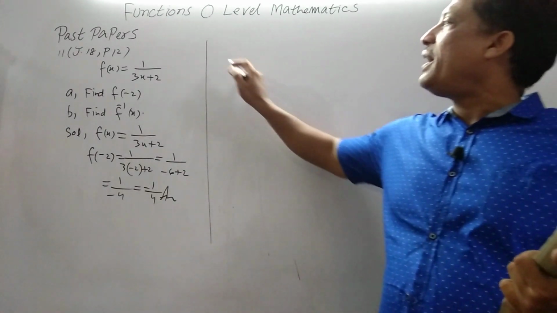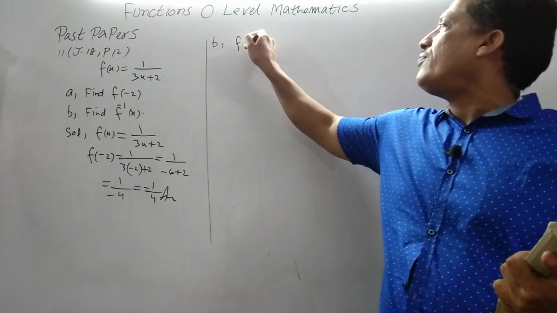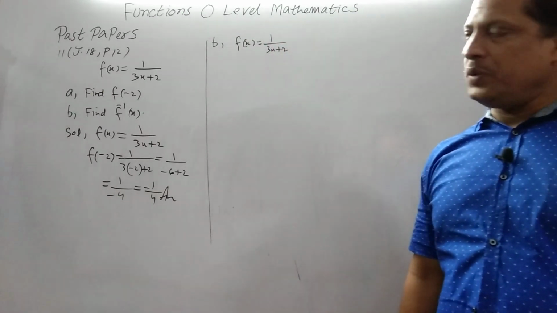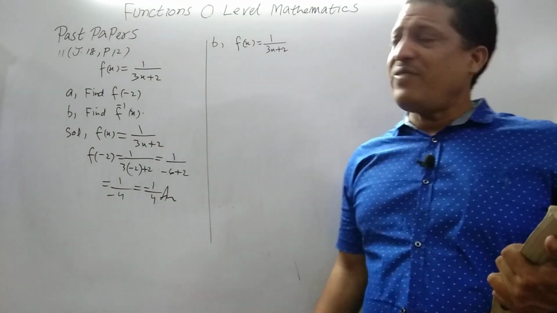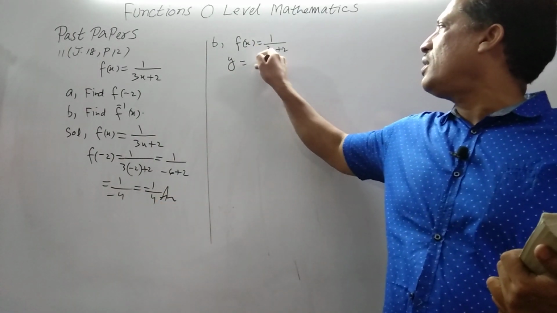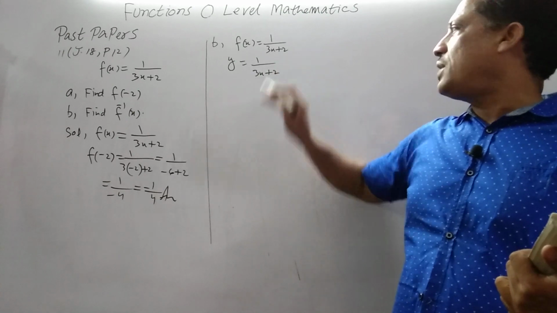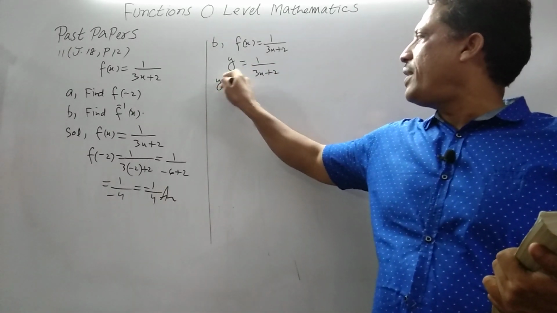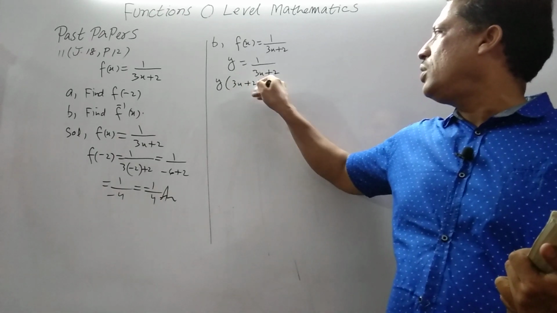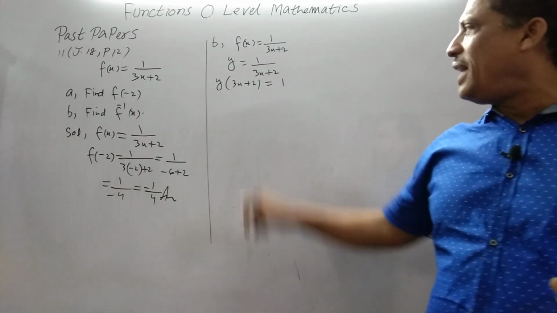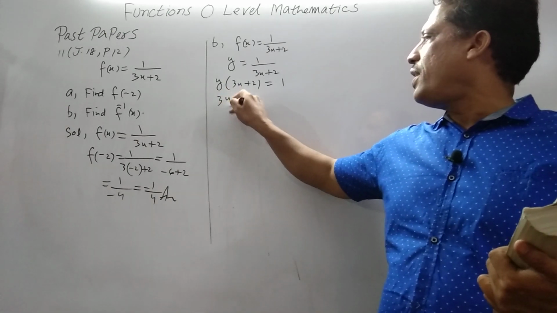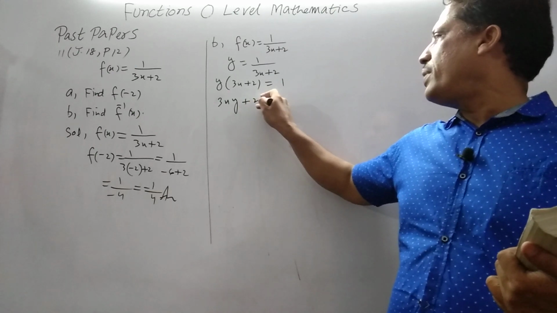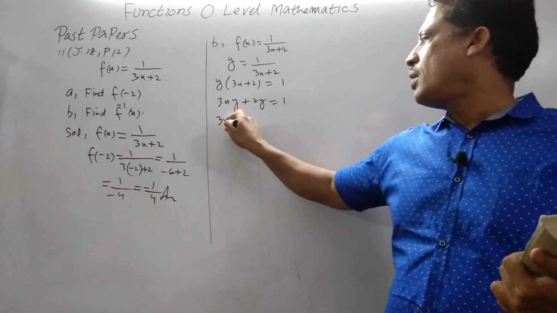Okay. The next part: given that f(x) is equal to 1 upon 3x plus 2, we need to find f inverse x. Replace f(x) by y. y is equal to 1 upon 3x plus 2. Multiply 3x plus 2 by y, because this is divide, this should multiply on the other side. So y into 3x plus 2, that is 3xy plus 2y. Write down in order: 3xy plus 2y is equal to 1.